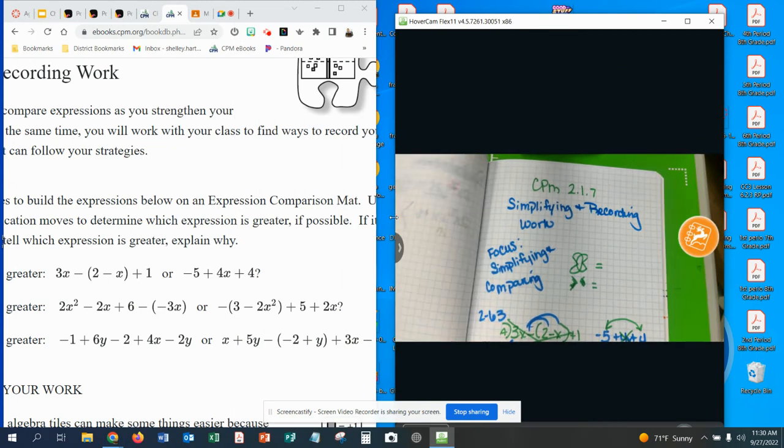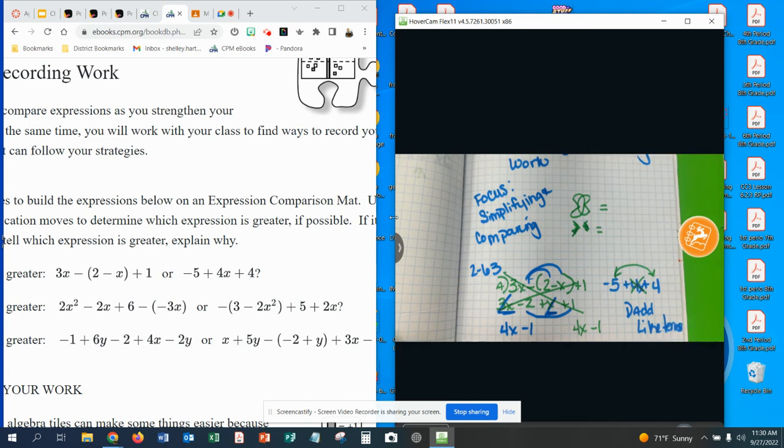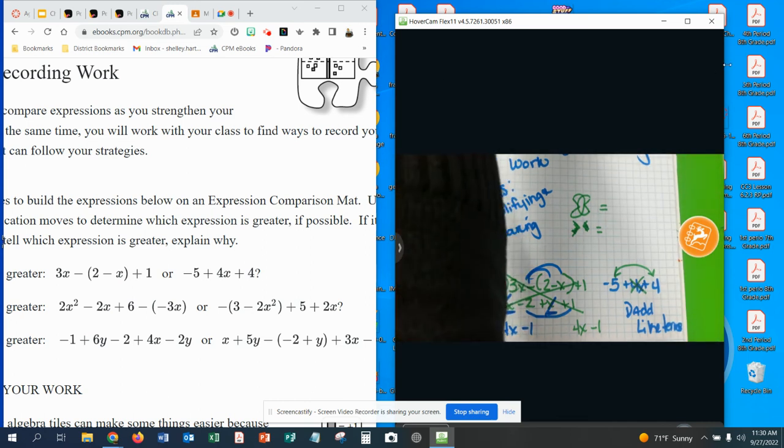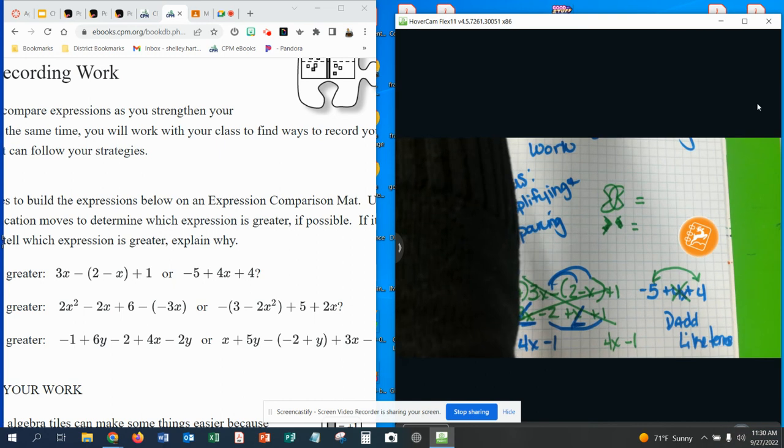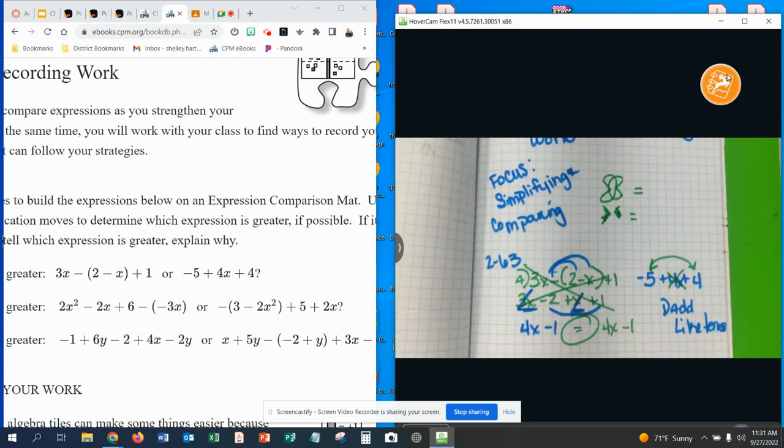So, what is this one? 4x minus 1 and 4x minus 1. What does that mean? Yes. What sign are we going to give it? Trank, what sign are we going to give it? Yes, good job. Equal sign it is. I hope you got this one down. All right, you ready for the next one? Did you write this down? Good. Let's go to B.